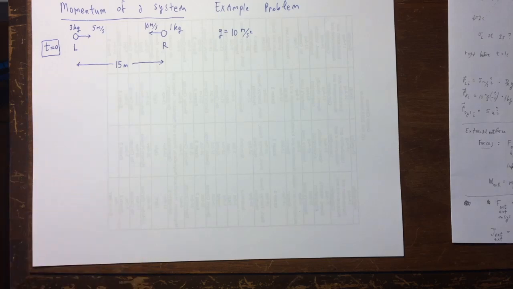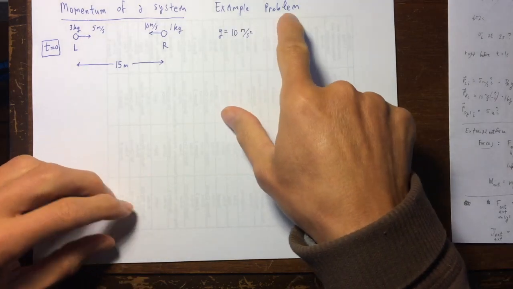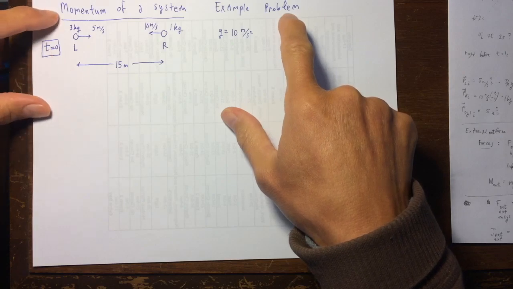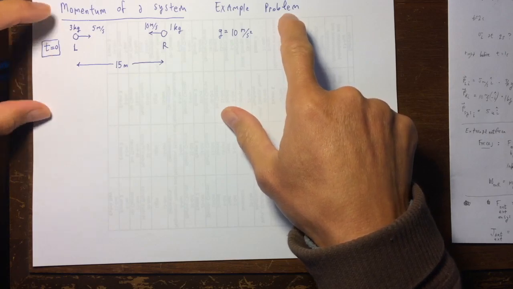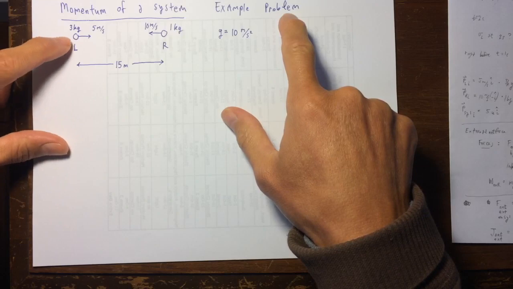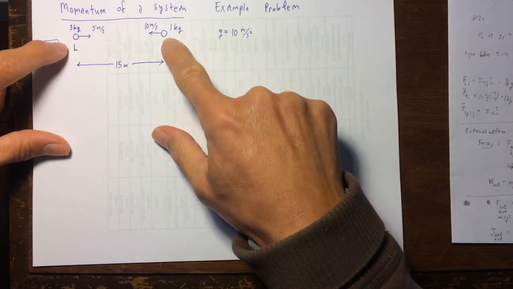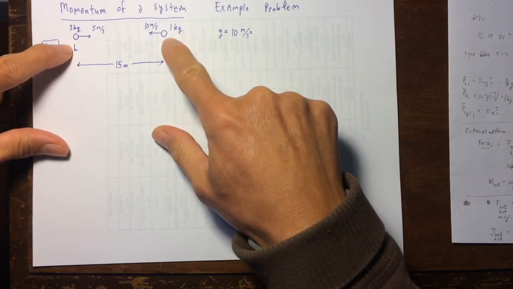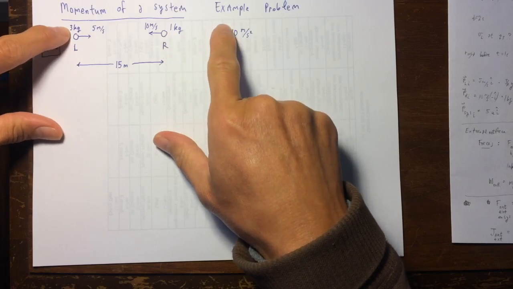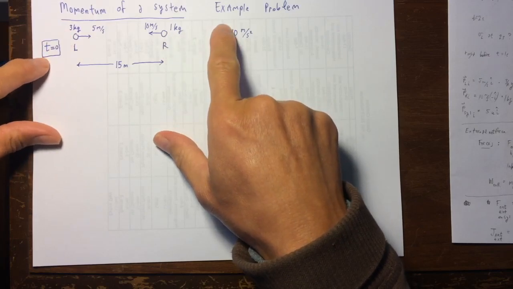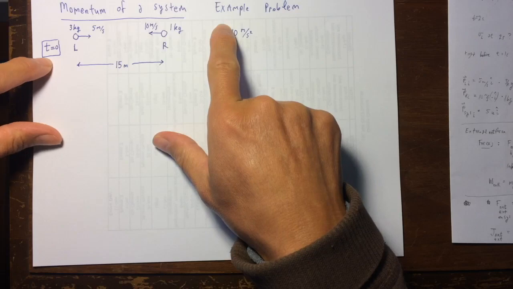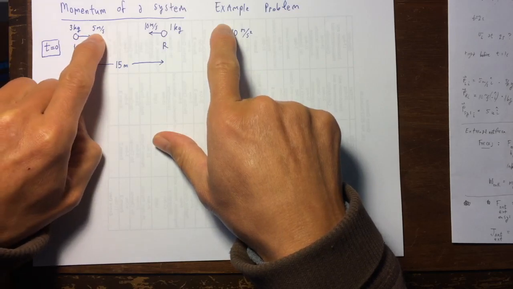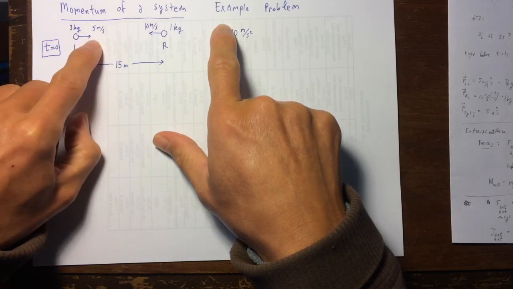This video is an example problem where we're going to study the momentum of a system. And our system is these two particles. The particle on the left, so L for left, is 3 kilograms. And at some start of a stopwatch, it has this motion, 5 meters per second, towards the right.